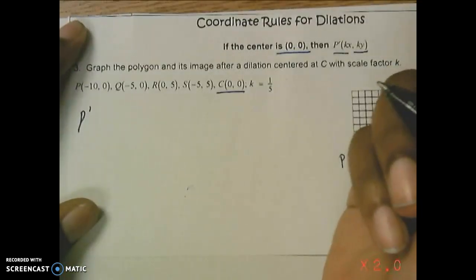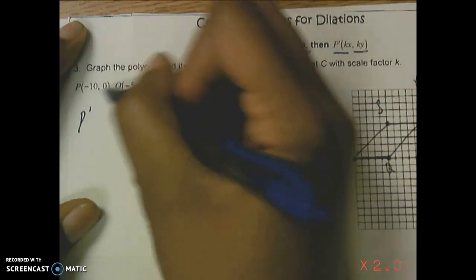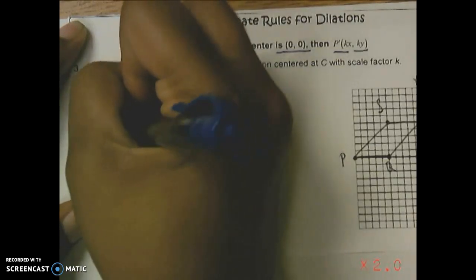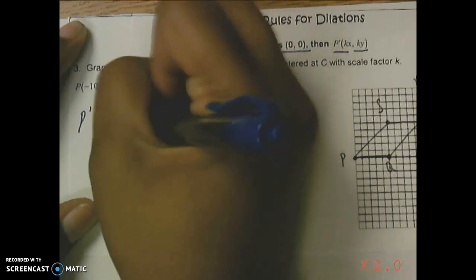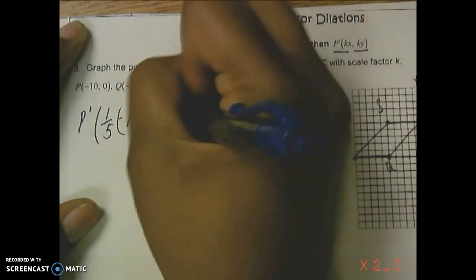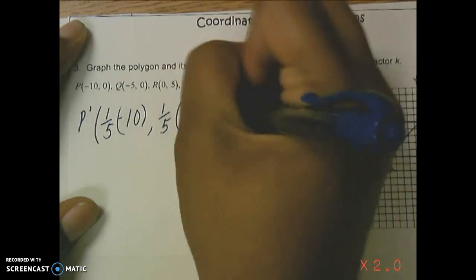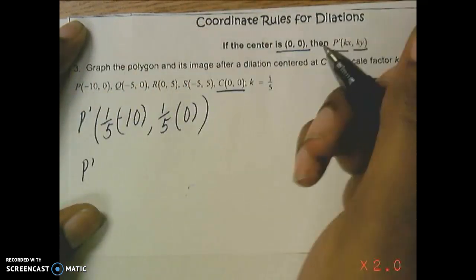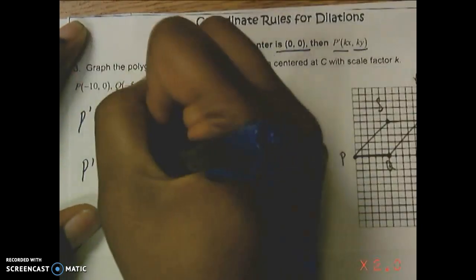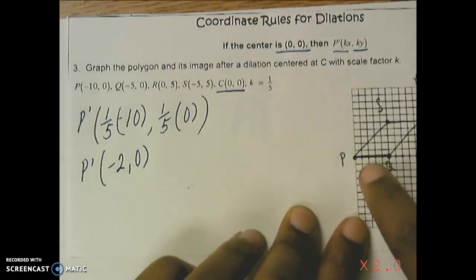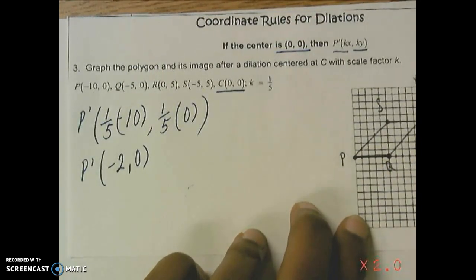So P prime, if P is at -10, 0, then what I would do is I would multiply 1/5 times that same -10, comma 1/5 times 0. And that would tell me the location for my new point. So P prime would be at, it's a negative, so it's a -2. And 1/5 times 0, or anything times 0, is just 0. So P goes from being at -10, 0, and we're making it 1/5 of the way.